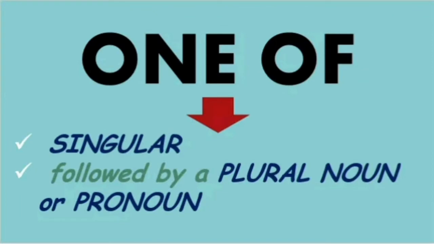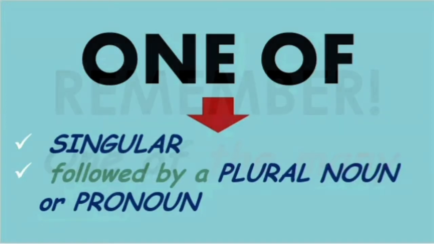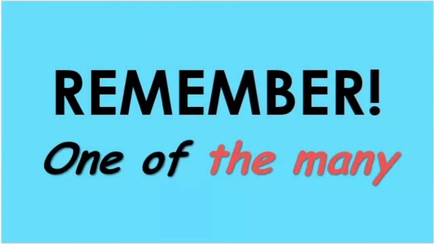Okay. So, one of, tandaan natin, is always singular. And it's also always followed by a plural noun or a pronoun. Okay? So, kailangan ang kasunod na noun or pronoun ay plural. Okay? Basta ha, tandaan, one of the many. Isa lang sa marami. Yun lang ang sinasabing one of.